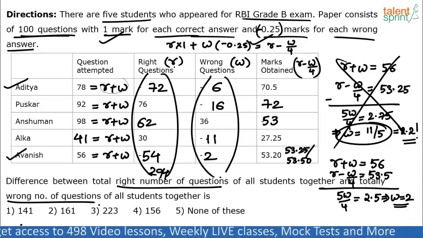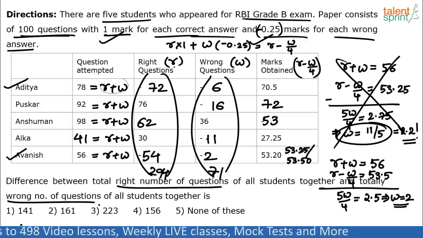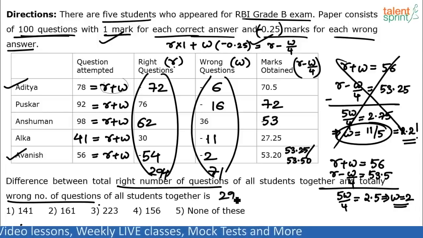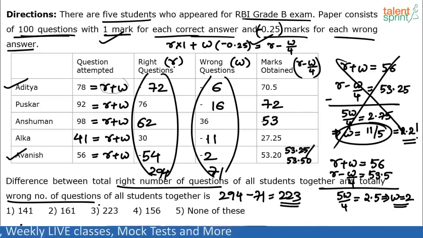So the pen stops writing suddenly. 71. So we have to take the difference of these two. So the answer should be 294 minus 71. What is 294 minus 71? It should be 223. So option 3, 223 is the answer to this question. The total number of right answers, difference the total number of wrong answers should be 223.